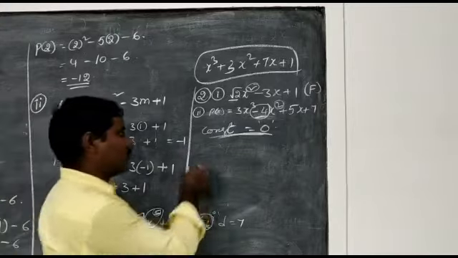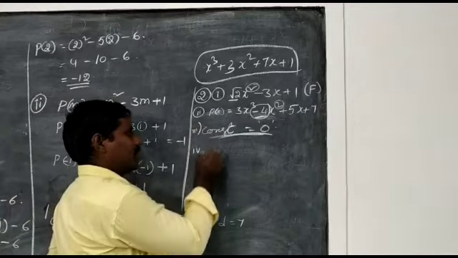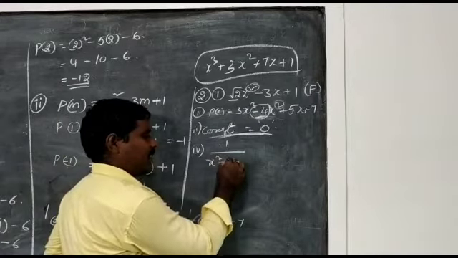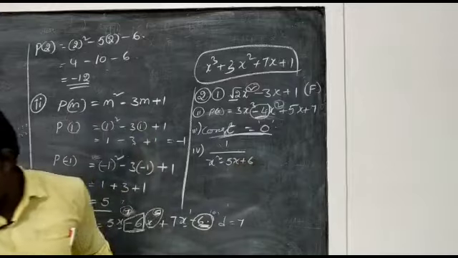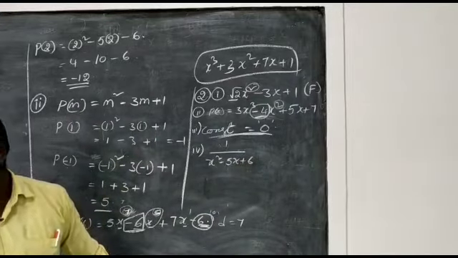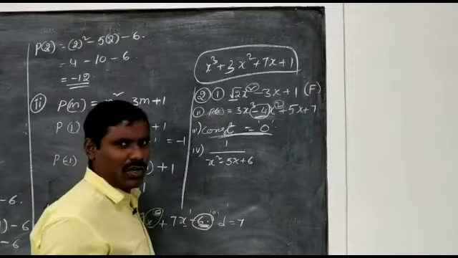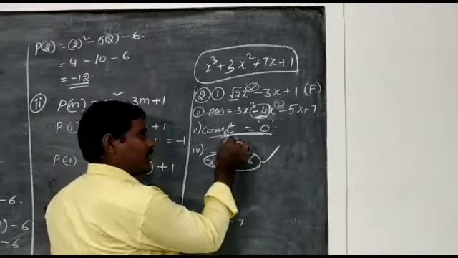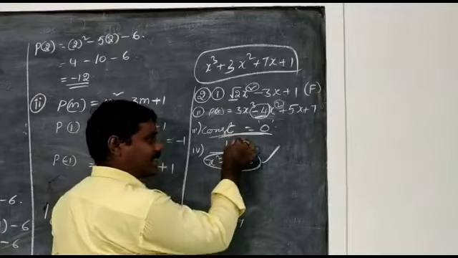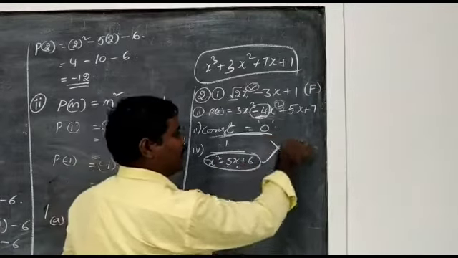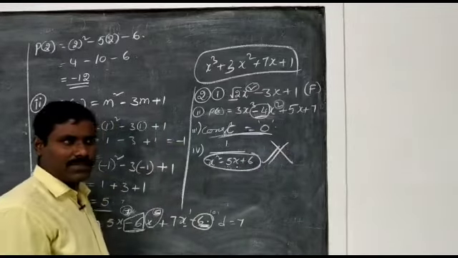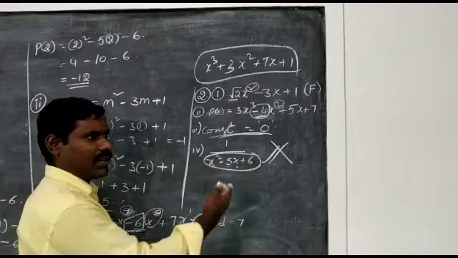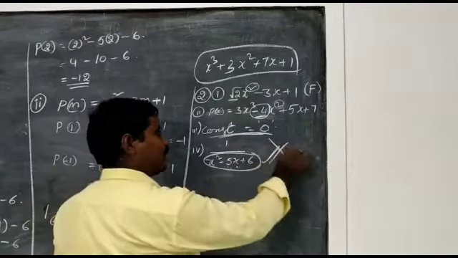Now one more polynomial, the fourth question: 1 by x square minus 5x plus 6. X square minus 5x plus 6 is a quadratic polynomial. Is it a quadratic polynomial? If you observe the denominator, it is a quadratic polynomial, but the polynomial lies in the denominator, therefore it is not a polynomial. 1 by x square minus 5x plus 6 is not a polynomial. If it is a polynomial, afterwards we can say what type of polynomial it is, but it is not a polynomial.